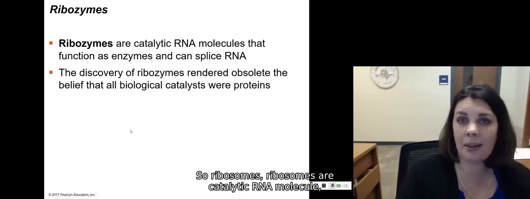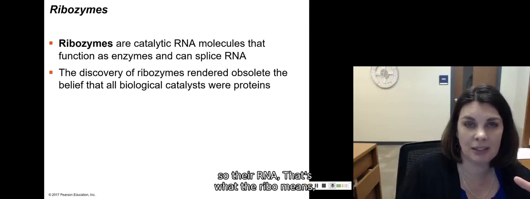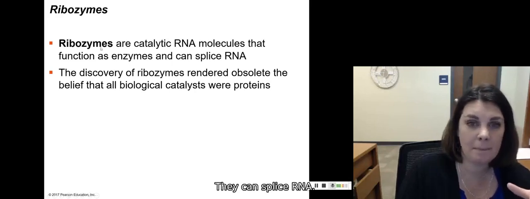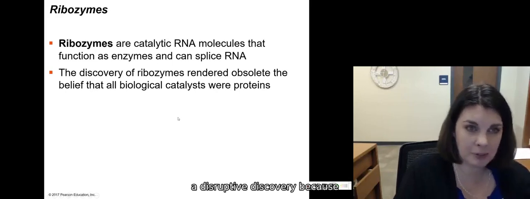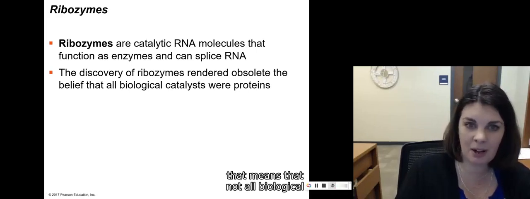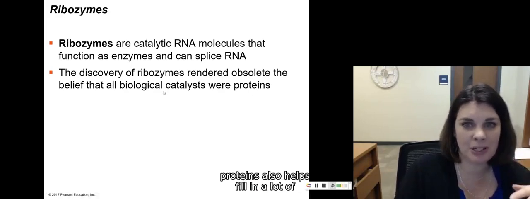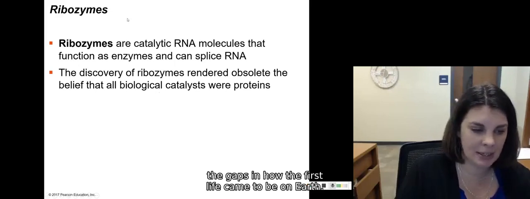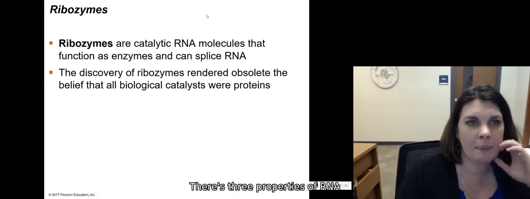There's also ribozymes. Ribozymes are catalytic RNA molecules, so they act like enzymes. So they're RNA, that's what the ribo means, but they act like enzymes. That's what the zyme part means. They can splice RNA. And so this is kind of a little bit of a disruptive discovery, because that means that not all biological catalysts were proteins, that ribozymes can act as proteins, and also helps fill in a lot of the gaps in how the first life came to be on Earth.